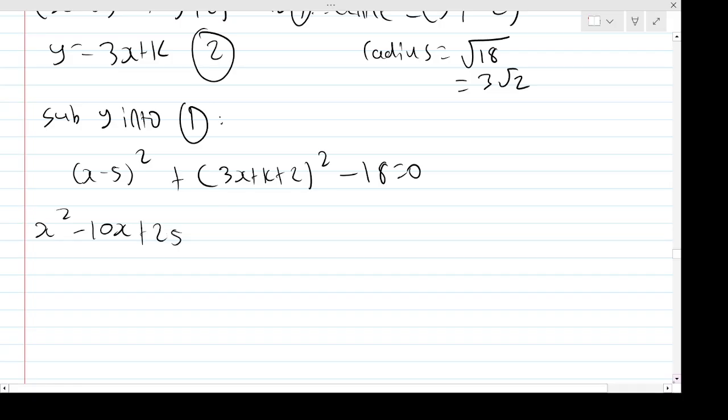Then we need to expand this. So this is a nasty bracket. What I'm going to do then is do that over up here: 3x plus k plus 2 times by itself.